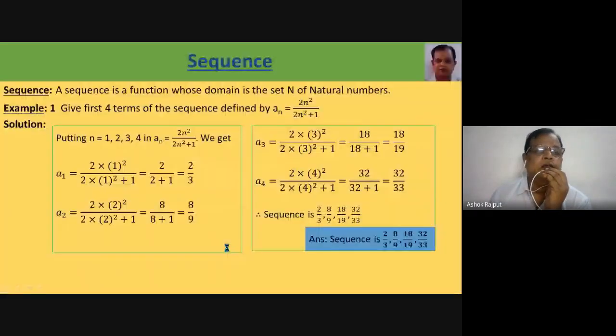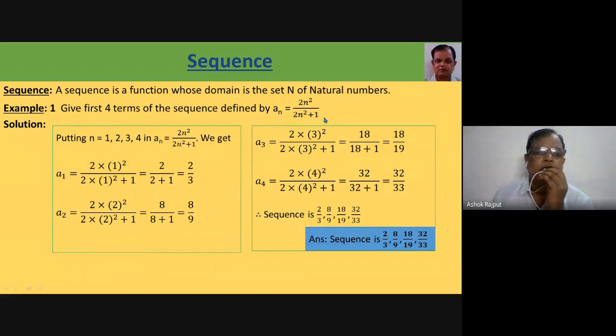A sequence is a function whose domain is the set N of natural numbers. Here all numbers are natural numbers. As you know, natural numbers are 1, 2, 3, 4 up to infinity. Example: give the first four terms of the sequence defined by a_n = 2n² / (2n² + 1).